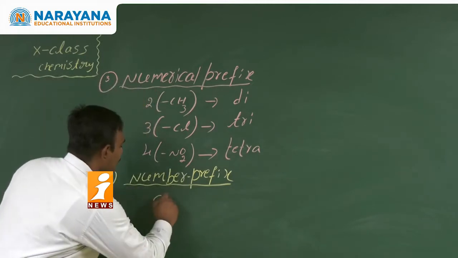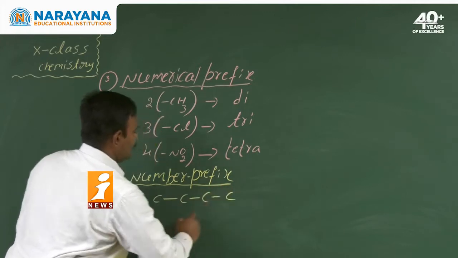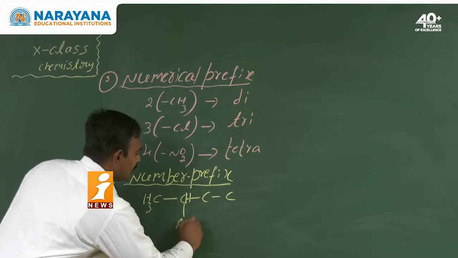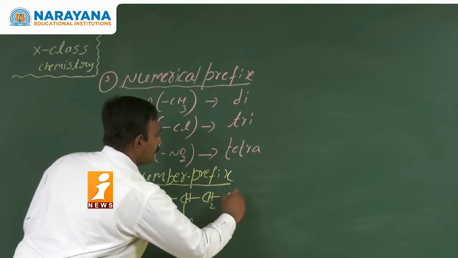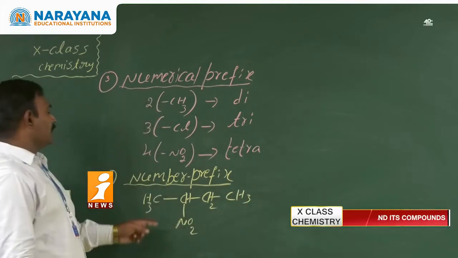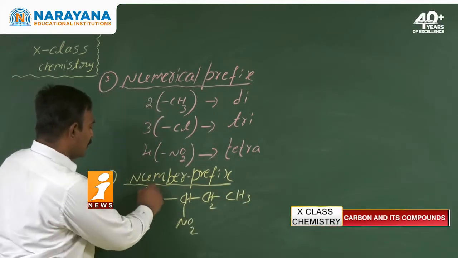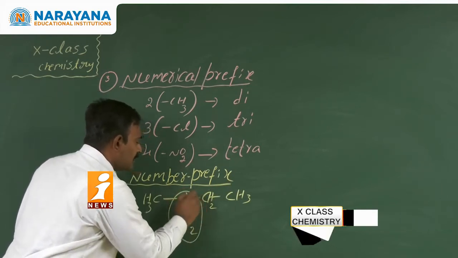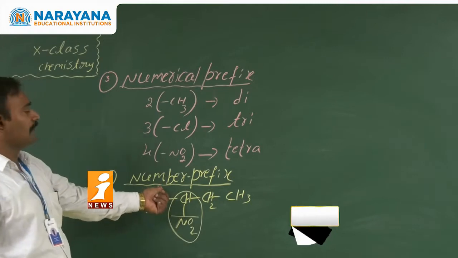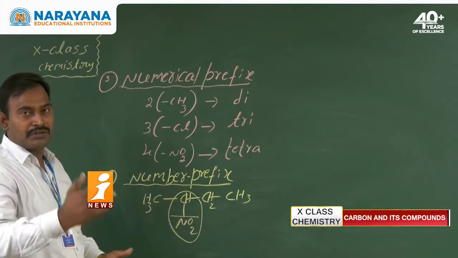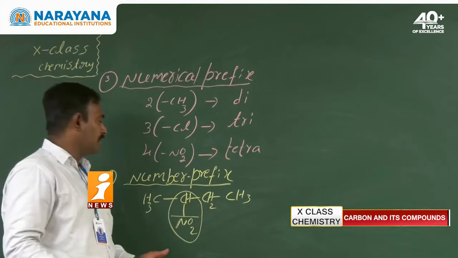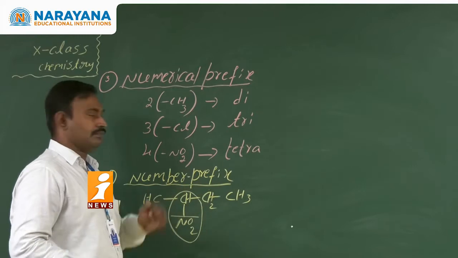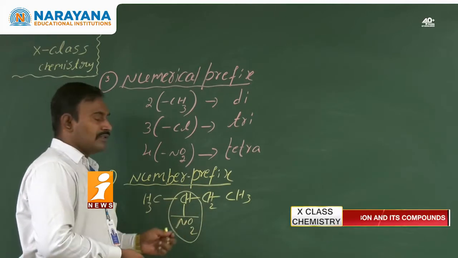Suppose a simple example here: CH3, CH, NO2, CH2, CH3. Coming to this nitro group, if we add the numbering 1, 2, 3, 4, then to which carbon is this substituent attached? That indicates the number prefix. First carbon or second carbon, third carbon, fourth carbon, fifth carbon. So that gives the idea about the position of the substituent.